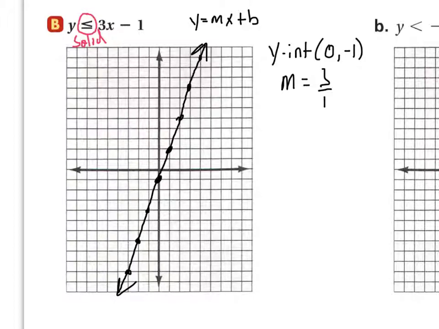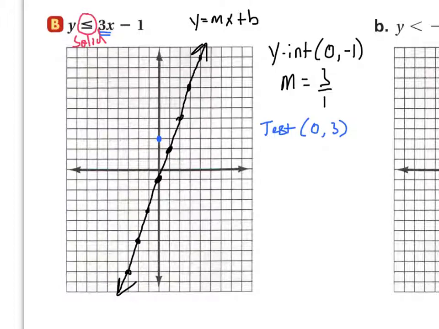Now we have to decide which side to shade. So we use a test point. Pick any point you want. I know, looking ahead, that I'm going to end up taking 3 times whatever my x value is for my test point. So I want to pick a test point that has 0 as an x coordinate, such as the coordinate 0, 3. Okay?